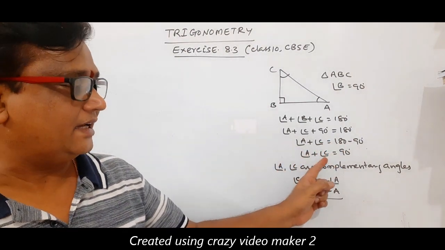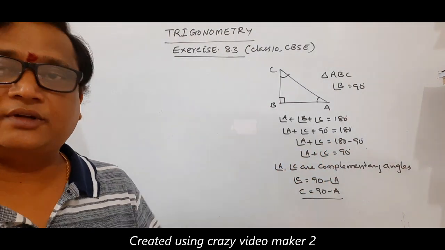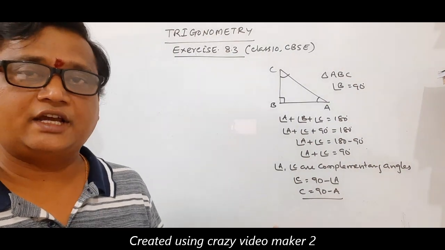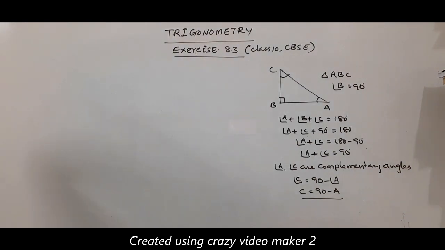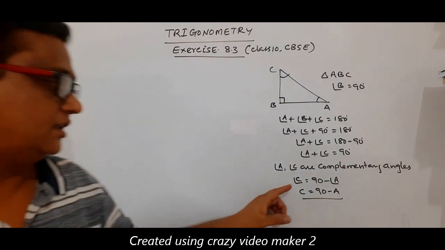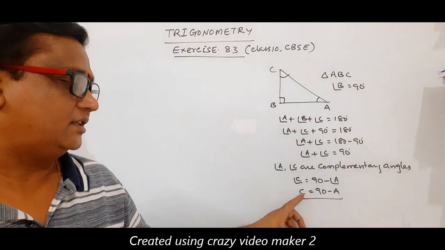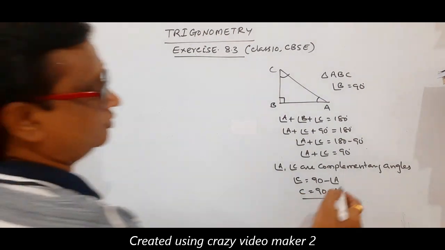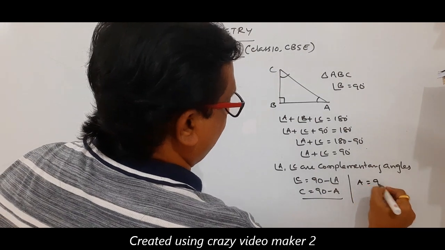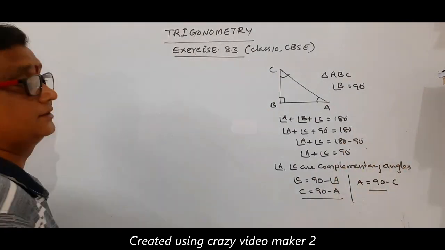Now angle A and angle C are called complementary angles. If the sum of two angles is 90, then the two angles are called complementary angles. In these complementary angles, we write angle C equal to 90 minus A, or A equal to 90 minus C. You can write like this.